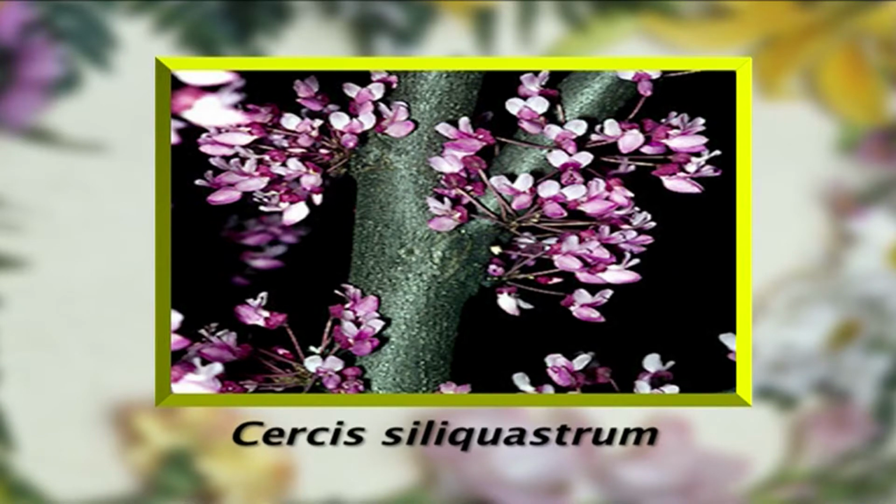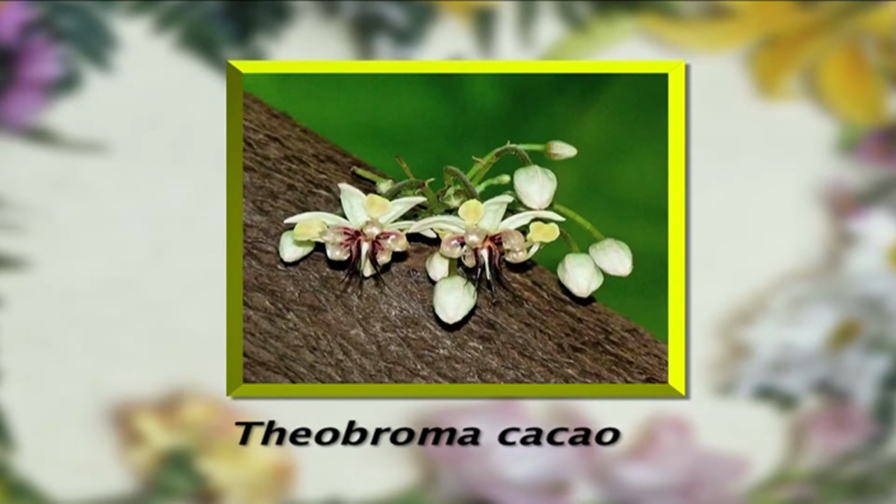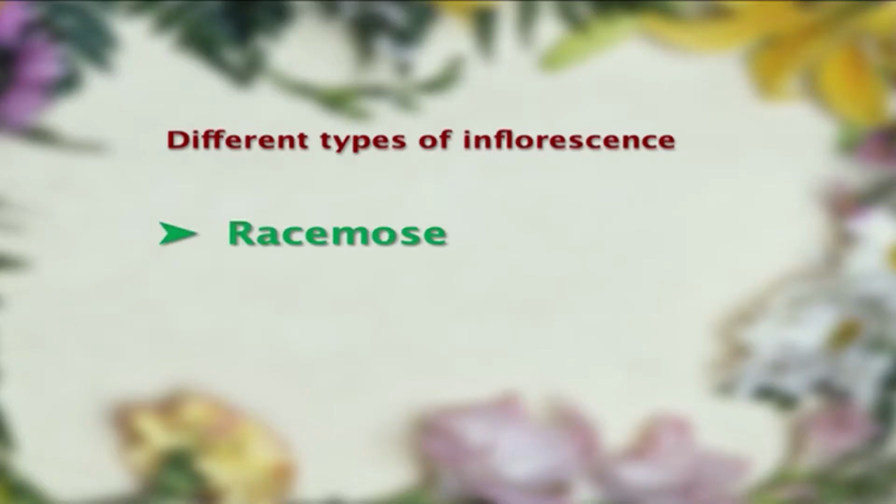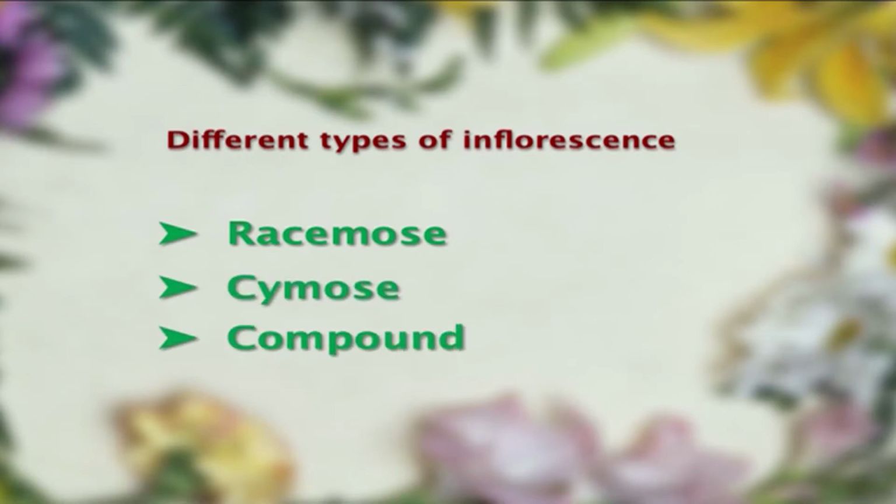Cauliflorous type of inflorescence grows directly from the woody trunk and is found in Cercis siliquastrum, commonly known as Judas tree, Theobroma cacao, commonly known as cocoa plant, and Artocarpus, which is commonly known as jackfruit. Based on the growth and development of the main axis, the inflorescences in plants are classified into four main types. These are racemose inflorescence, cymose inflorescence, compound inflorescence and special inflorescence.